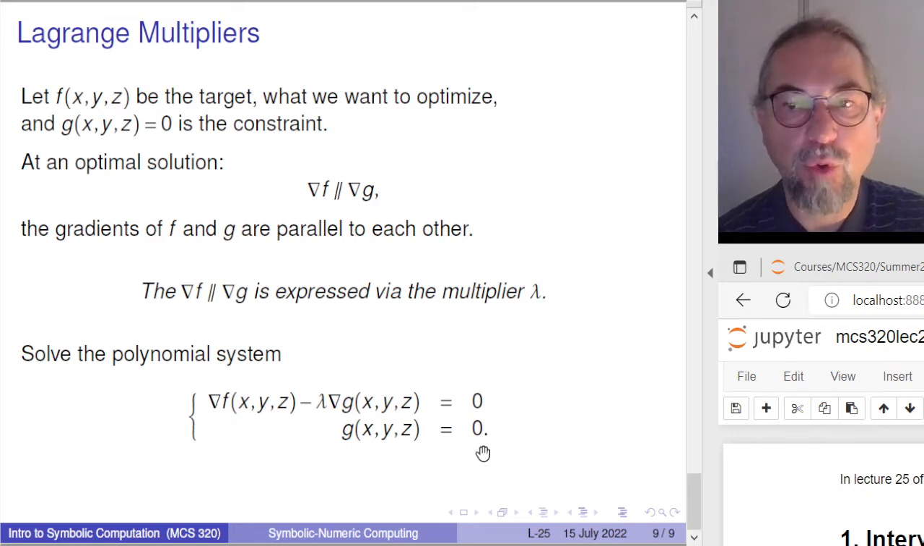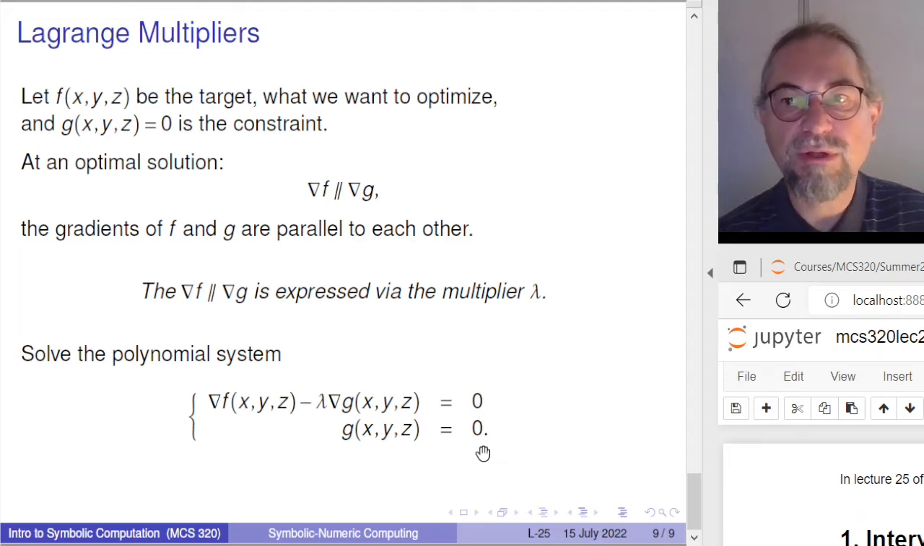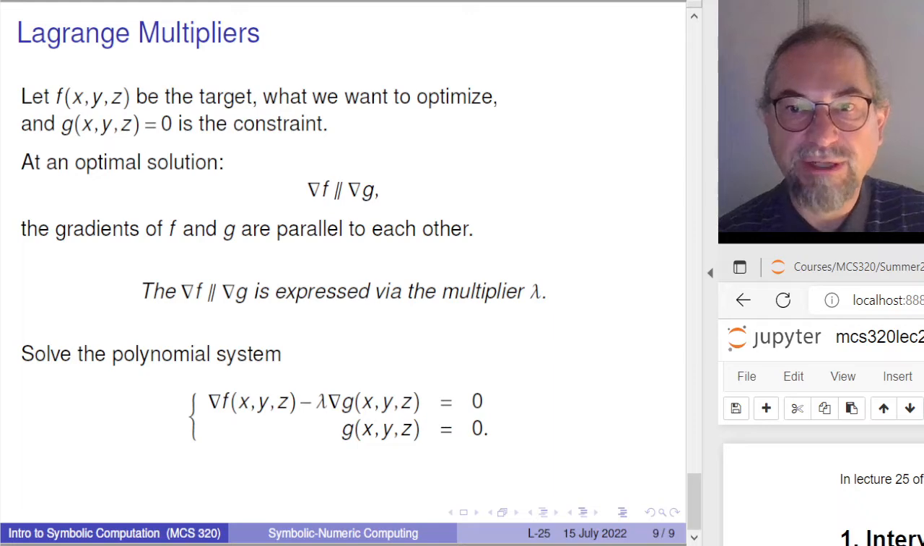So we want to find all the points that satisfy the constraint, in our example, points that lie on this sphere, and for which the gradients are parallel to each other. So this is a geometric problem that translates very nicely into a system of polynomial equations, which we can solve rather quickly with SageMath. Okay, so let us then go to SageMath.